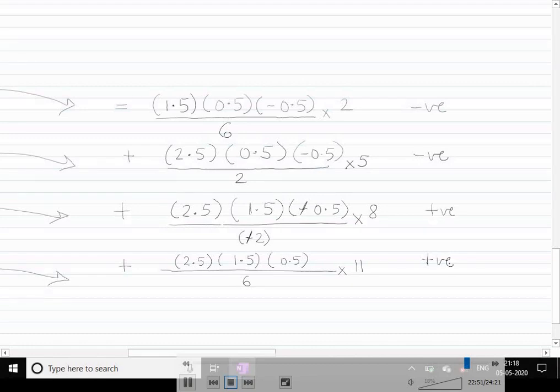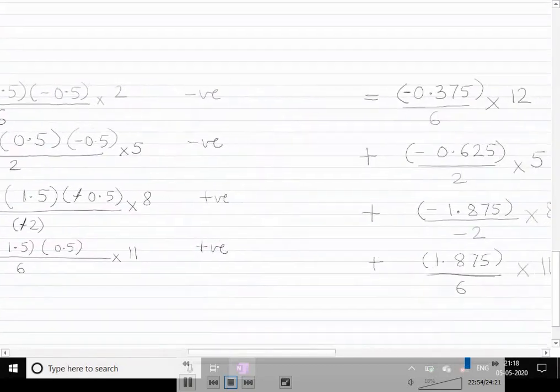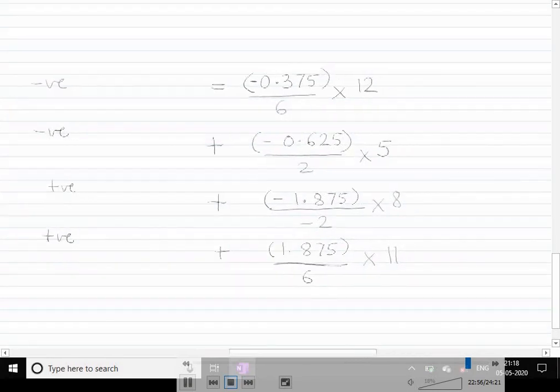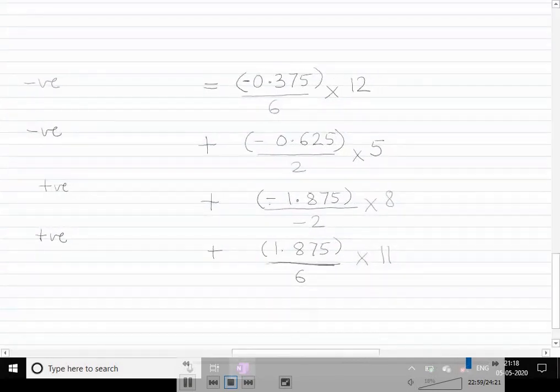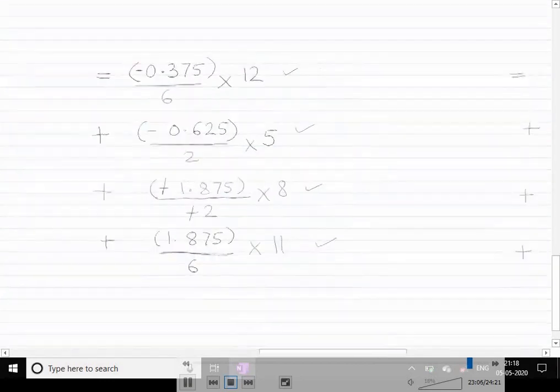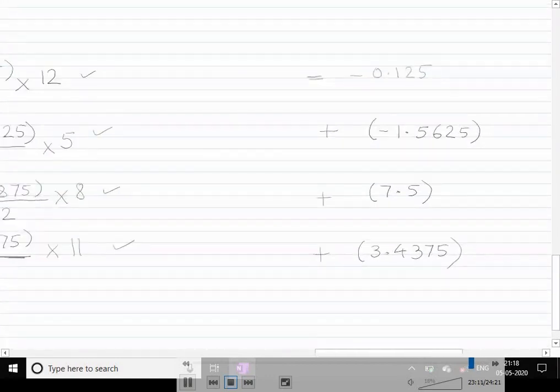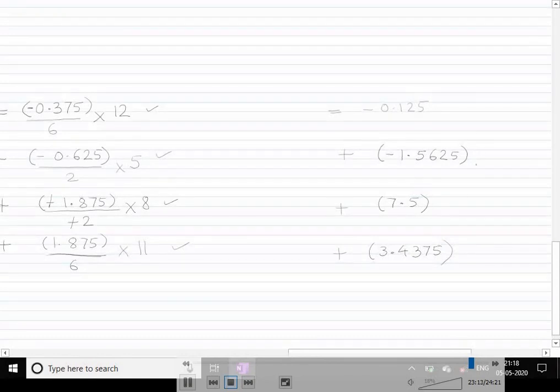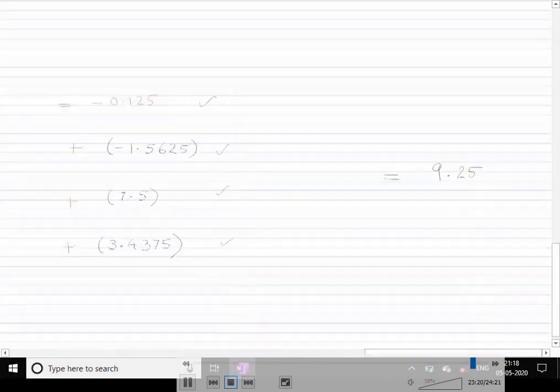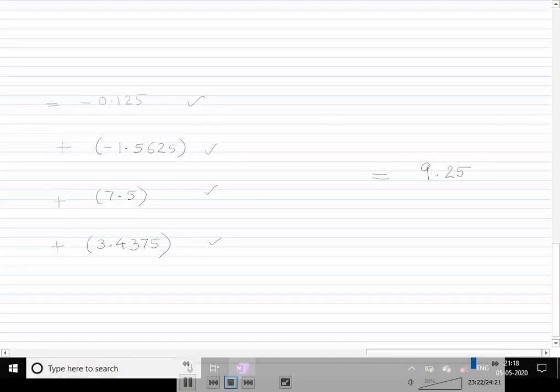So when I use my calculator, I'll get minus, first term is negative, second term is negative, third term is positive, minus minus signs have cancelled. So again I have negative, negative, positive, positive. Answers when I simplify them will be negative, negative, positive and positive. I will add all of them and I will get the final answer to be something like 9.25. So I'm getting 9.25.